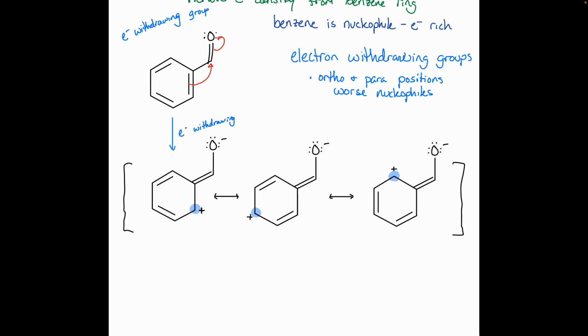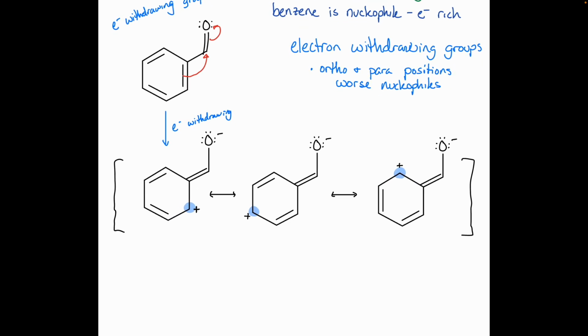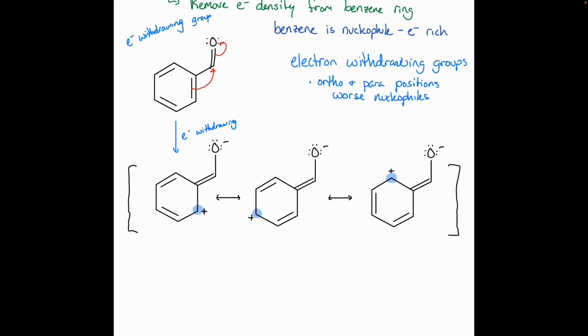So if we have one of these electron withdrawing groups on there, it's not going to direct incoming substituents to the ortho-para positions. Now those positions suck at being nucleophiles, right? So instead, anything incoming is going to be directed to the meta position. So we call these electron withdrawing groups meta directors.